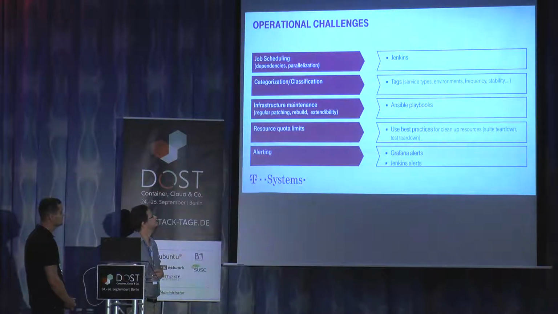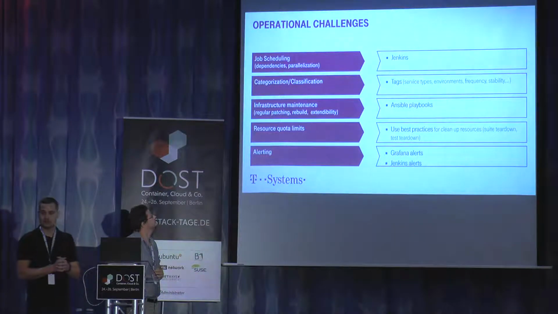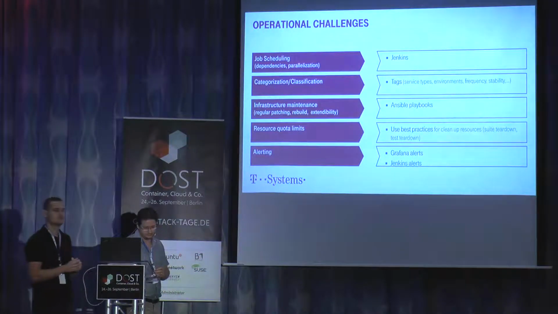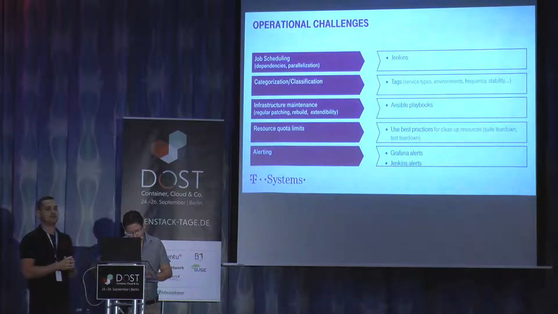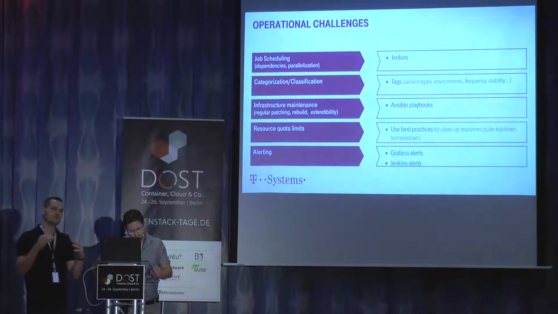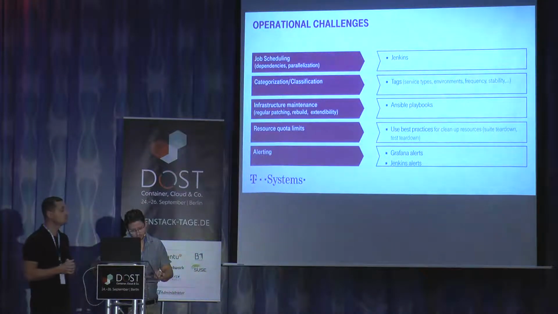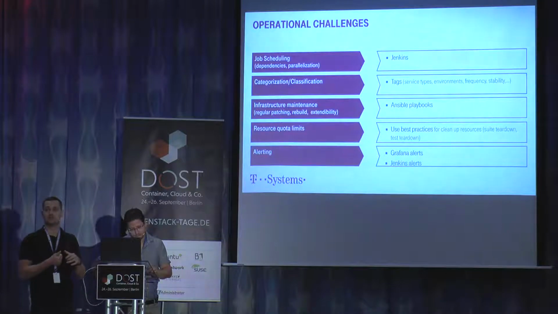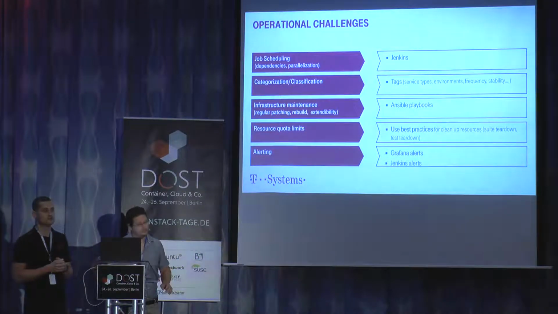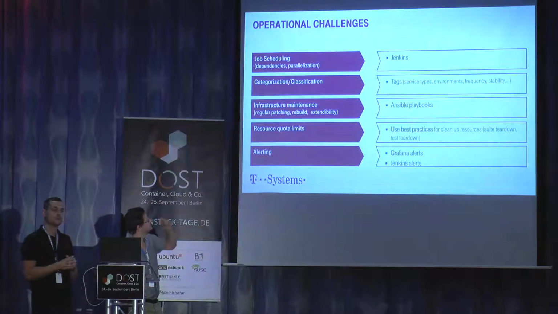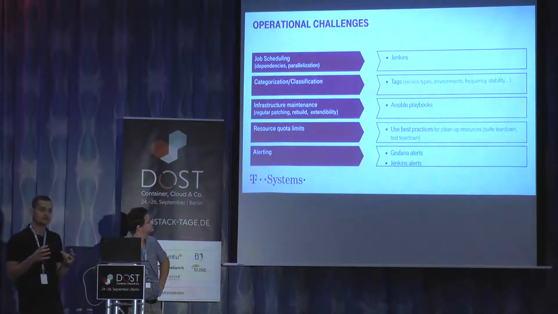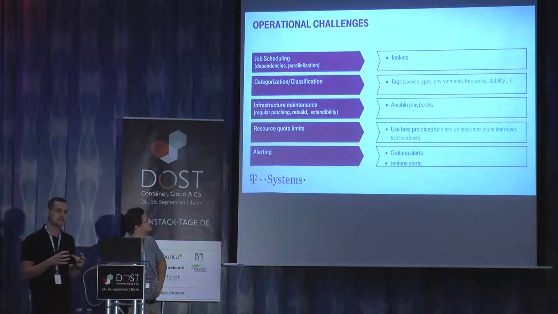First of all, the job scheduling. It was already mentioned by Vladimir. We use Jenkins. Jenkins is actually solving for us the dependencies between jobs. We have multiple environments. We have pre-prod, production, hybrid environments. So we have more than 2,000 test cases. We need also classification and categorization of those test cases.